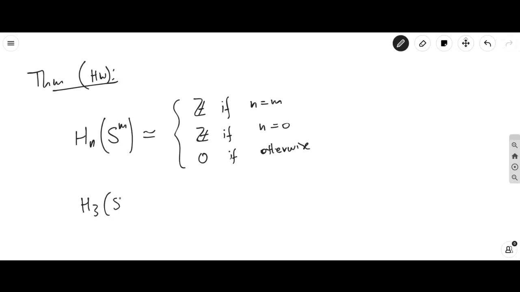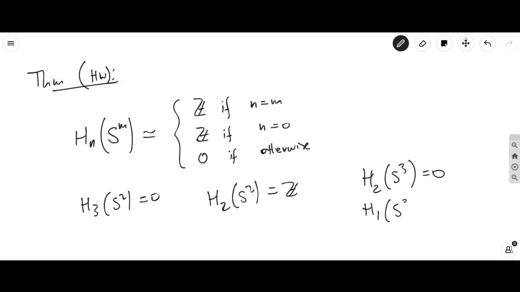So for instance, H3 of S2 would be 0, but H2 of S2 would be Z. H2 of S3 would be 0, H1 of S3 would be 0, but H3 of S3 would be Z. So that's what it says. So when you have a sphere, the only non-trivial homology that you get is in dimension 0, which is the number of components, and when the homology dimension matches the sphere dimension. This is not difficult to show. It's actually very similar to what we did with the one-dimensional sphere. So I think it would be better to just put that on the homework and you think about that.